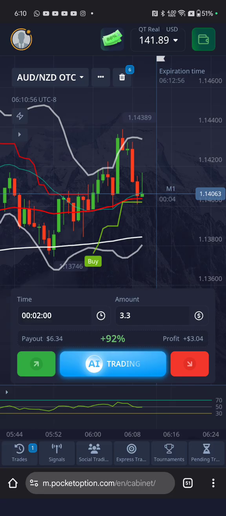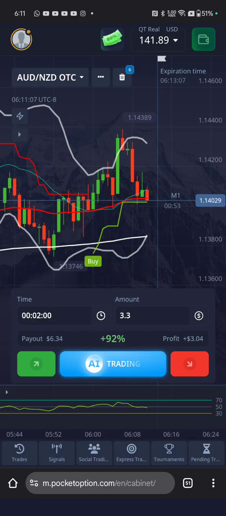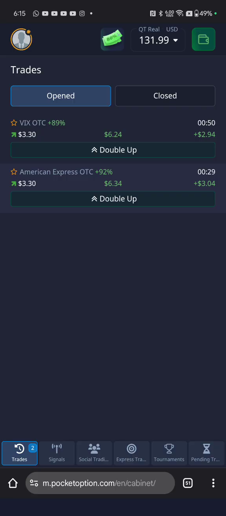This upper line is pointing downward, the Bollinger Band, but the red line is pointing upward, this line is pointing upward. I'll pause it for a moment. Okay, so we went from $154 more or less down to $131, but we're at $131 right now because I'm in 2 trades that are worth $6 each, so they're going to win.